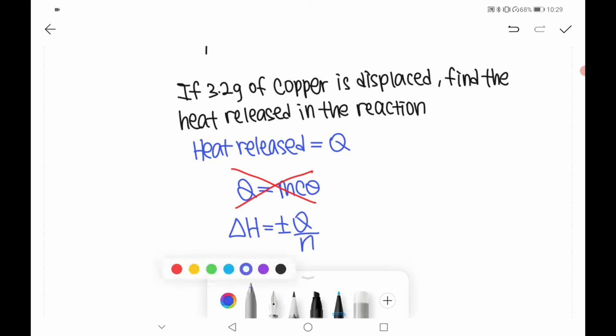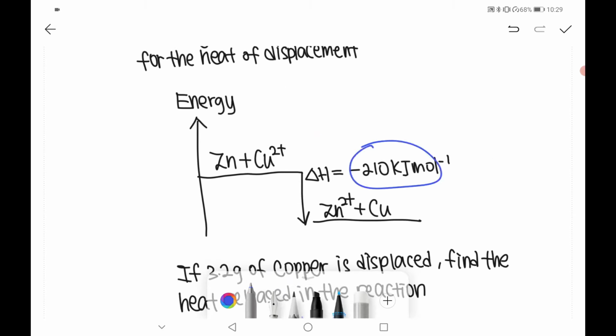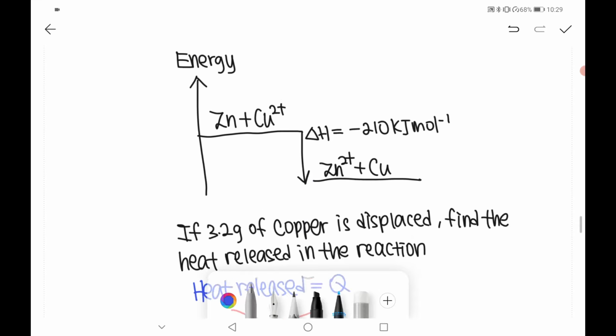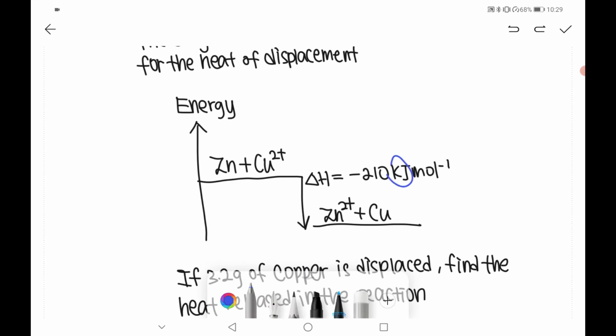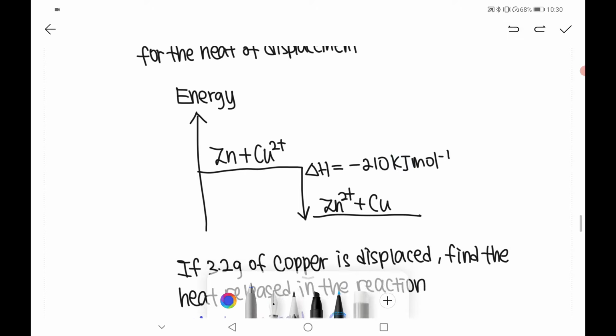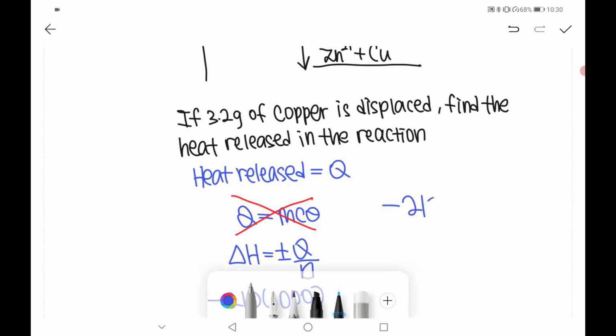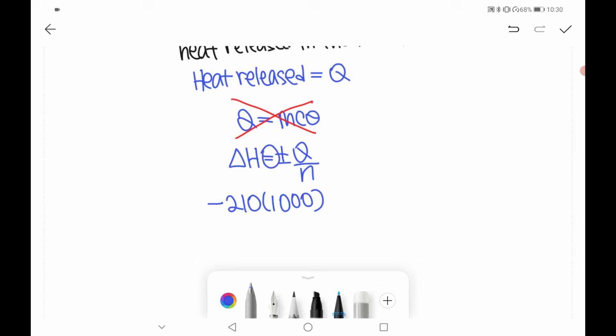Do we know the delta H? Yes, the delta H is given. The delta H is negative 210, but the unit here is kilojoule per mole. Kilo means 1000, so you must multiply by 1000. Because this one is negative 210 kilojoule per mole, for the kilo you must multiply by 1000 for the calculation. So equal, copy back.